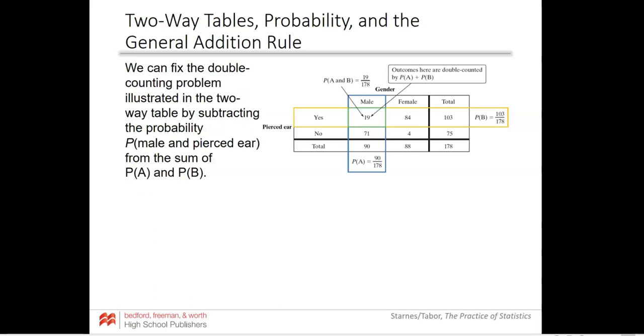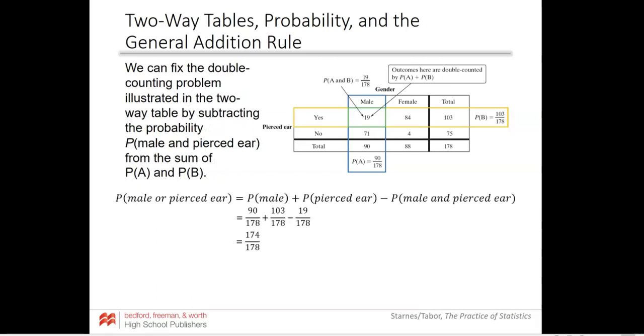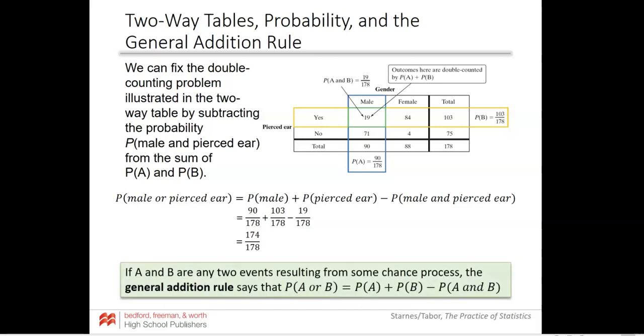And so wouldn't it be nice if there was a formula for this? There is a formula for this. So that's what we would do in this problem. We're subtracting the overlap or the double counted part. This is the official formula. And so this works. This actually works for mutually exclusive events also. It's just you'd be subtracting 0.